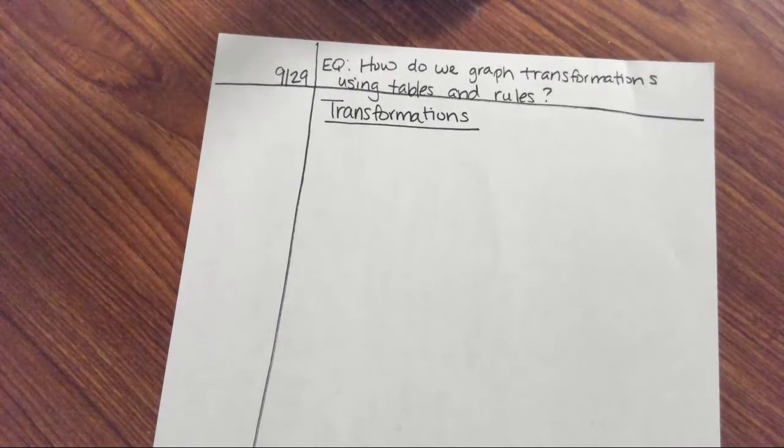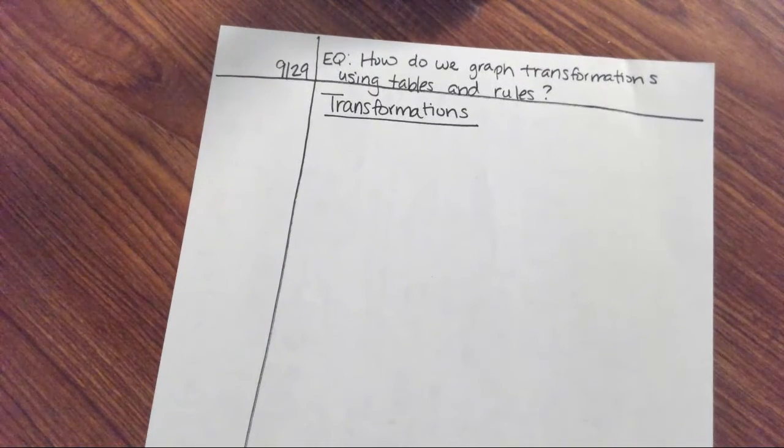Talk about transformations, all right? Basically, a transformation is just a slide. You can slide the graph up or down, left or right, or you can reflect it over the x-axis or y-axis, or you can stretch it or shrink it. All right, so we're going to talk about all that today.